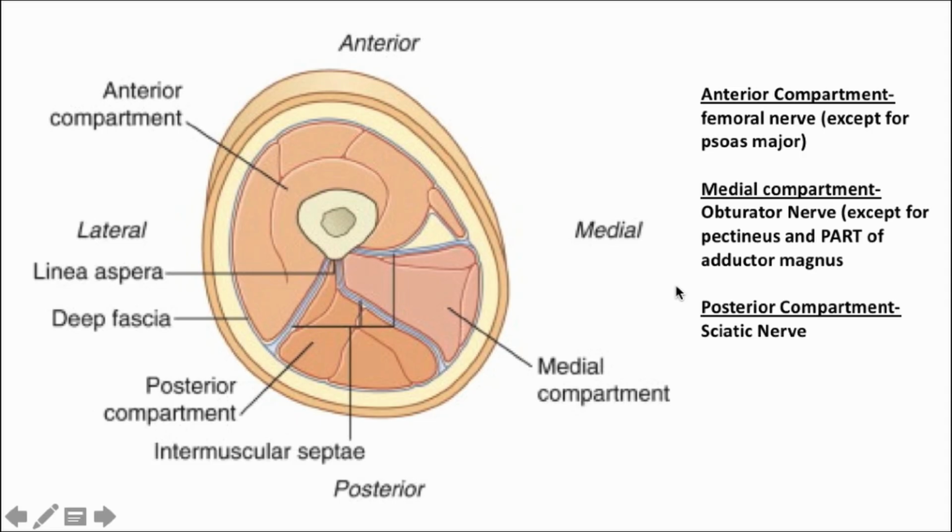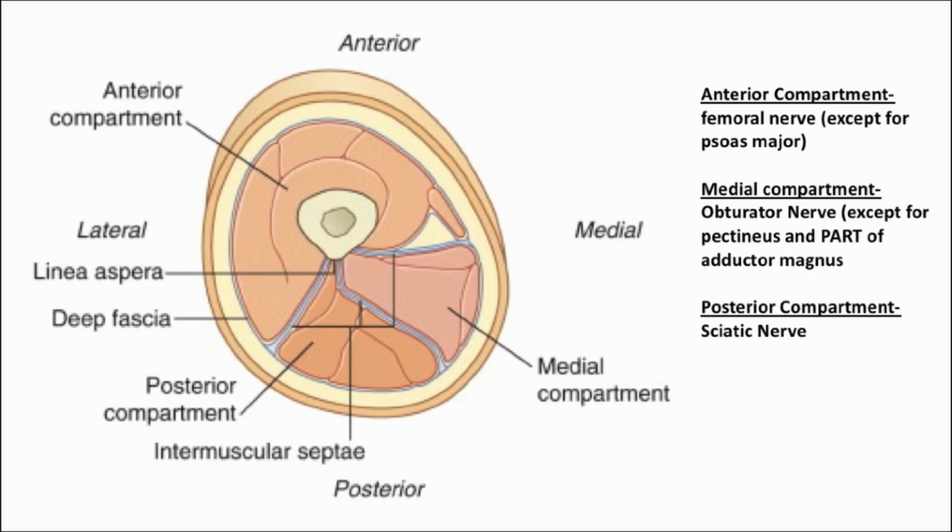All right, so we already talked about this. We're going to talk about it one more time. The muscles of the thigh are arranged in 3 compartments. Anterior compartment contains sartorius and the quadriceps, all innervated by femoral nerve.